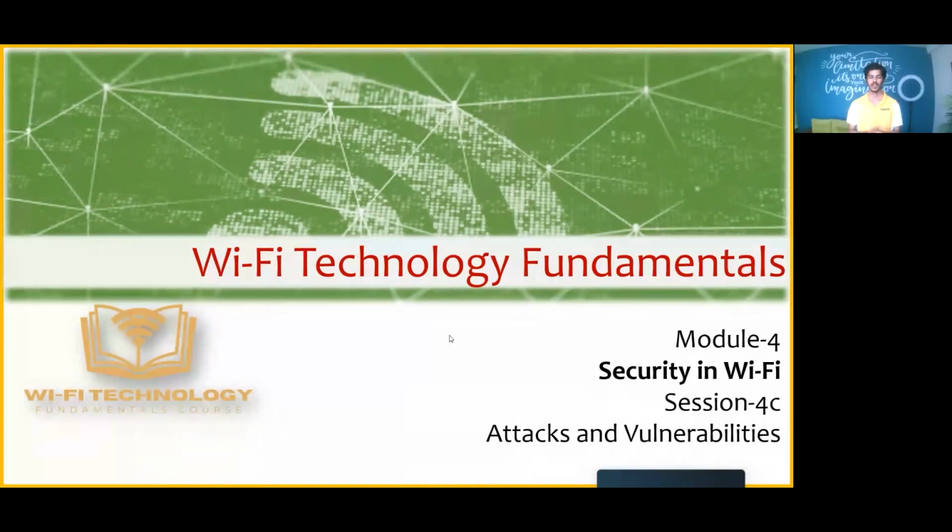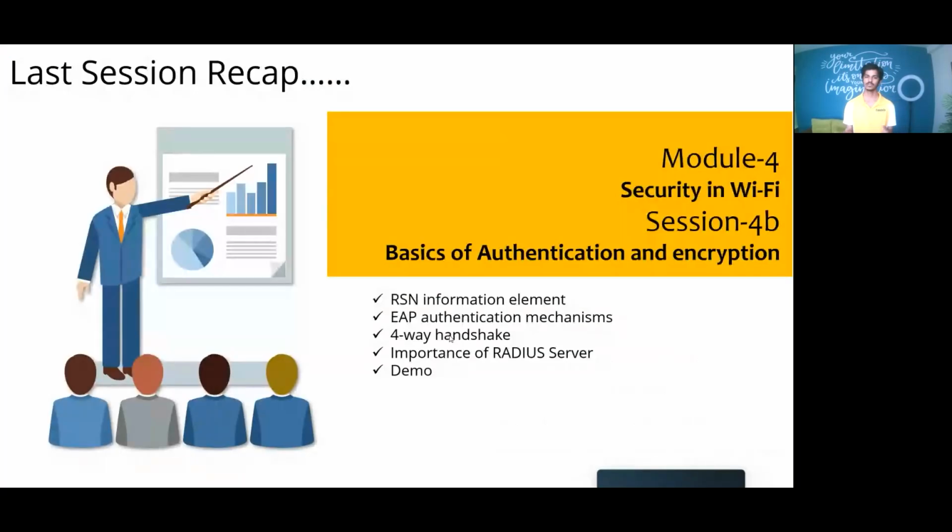And a quick recap of the last session. In the last session, we discussed the basics of authentication and encryption. We looked at the RSN information element, which contains the list of ciphers supported by the access point: the pairwise ciphers and the group ciphers. The group ciphers are used to encrypt the broadcast or multicast traffic, and pairwise ciphers are used to encrypt the individual traffic between the access point and the station. The RSN capabilities also contain information on whether the access point supports 802.11w, protected management frames.